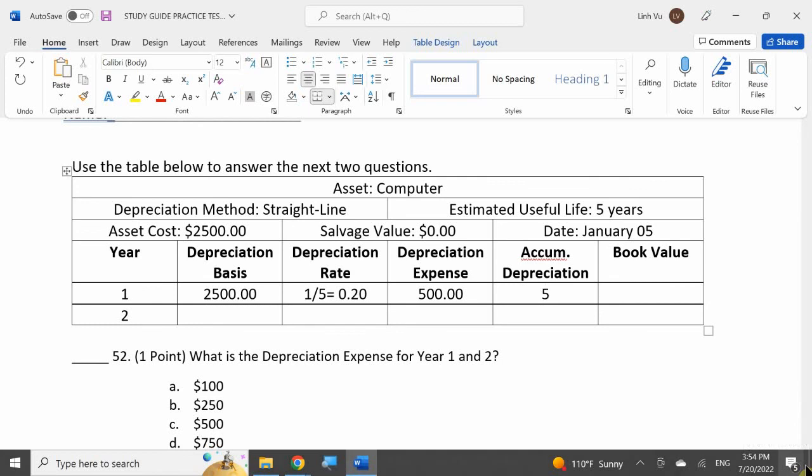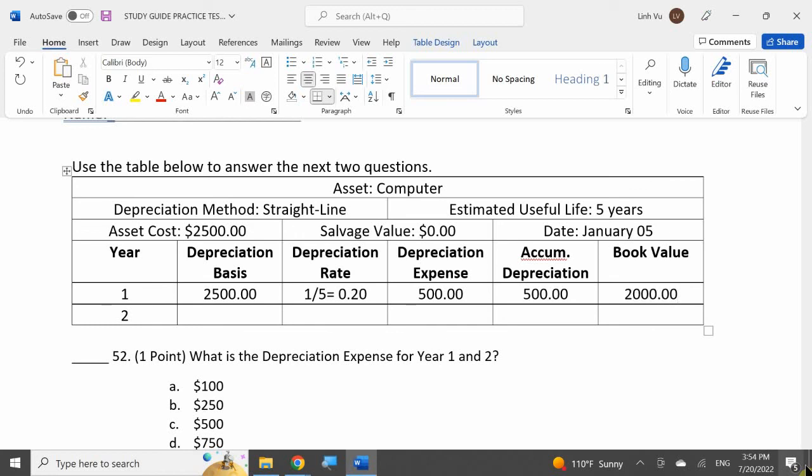So there you go, accumulated depreciation. It's the first year, so it's $500. It's going to be assumed because you don't have previous years, so it's $500. So what's my book value going to be? It's 2,000. Yes, you're going to take your asset cost of $2,500 minus the accumulated of $500. You're going to get a total book value of $2,000.